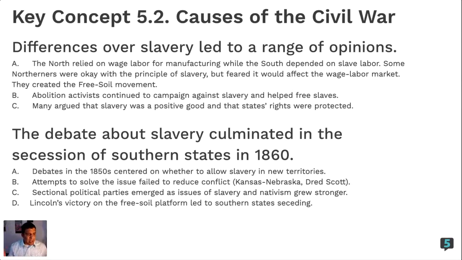So what are we going to talk about today? We're going to talk about key concept 5.2. And key concept 5.2 talks about the causes of the Civil War. I'm not going to read through this, but I just want you to know that in AP, they always have key concept 1, key concept 2, and so on. This is concept 5.2. And before we start, I want to do a brain dump.